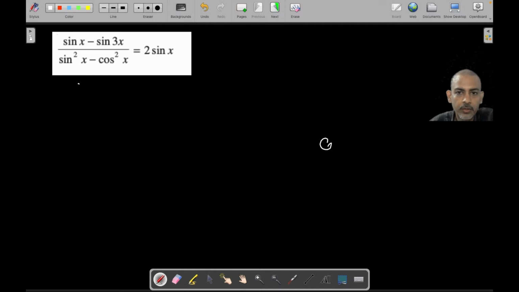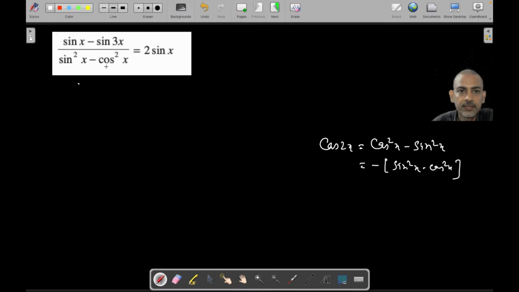So if you remember, cos 2x is equals to cos square x minus sin square x. This is just the opposite of that, as in, if you take minus common, then it will be sin square x minus cos square x. Alright. So can we write this expression as minus of cos 2x? I think we can, right? So this is something which we will do.